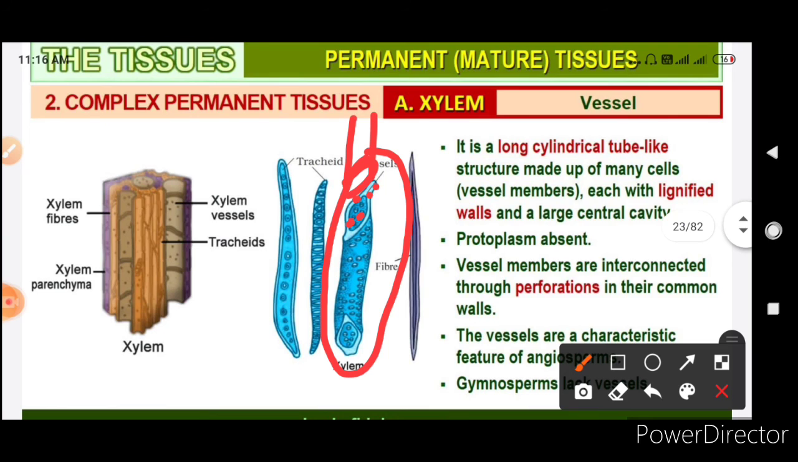So when we talk about vessel, it is a long cylindrical tube-like structure made up of many cells, that is the vessel members, each with lignified walls and a large central cavity. Protoplasm is absent. Vessel members are interconnected through perforations in their common walls, and the vessels are a characteristic feature of angiosperm, and gymnosperm lack vessels.